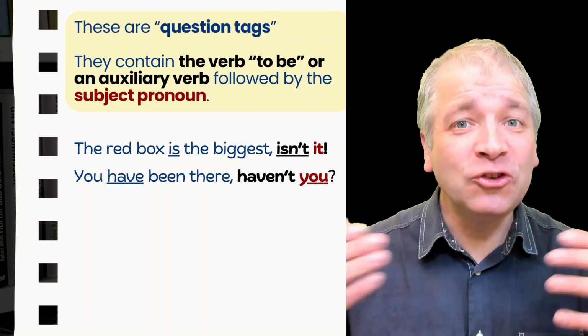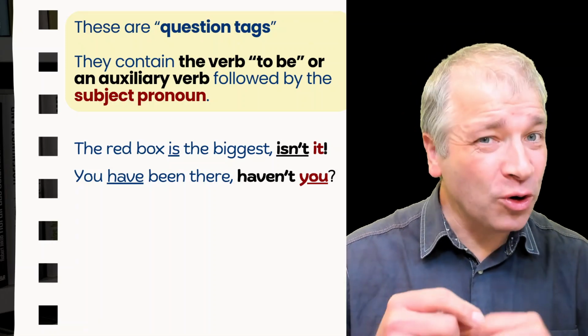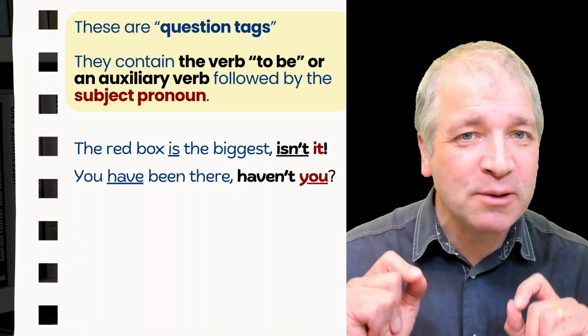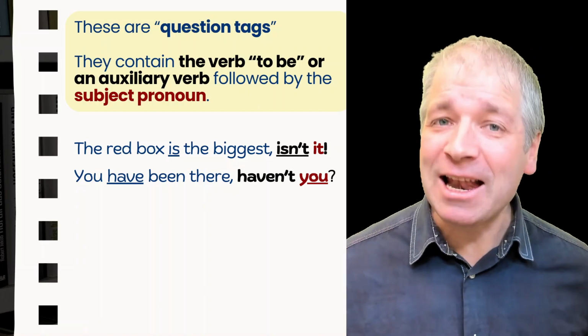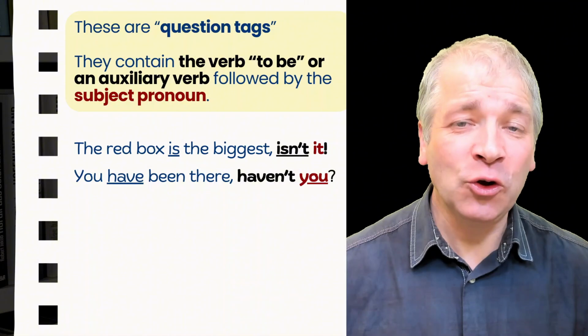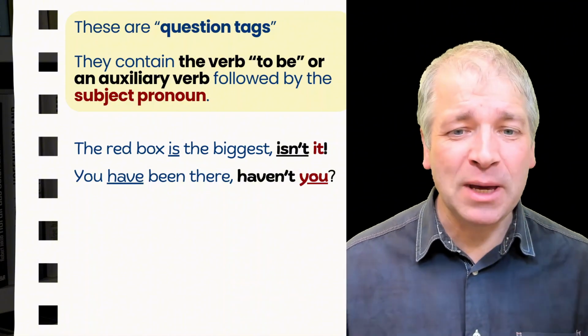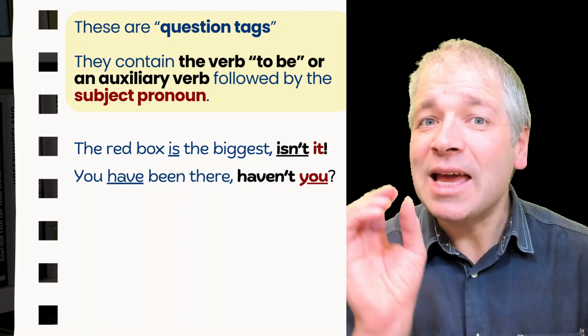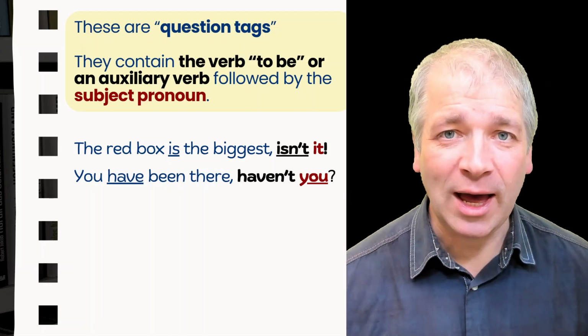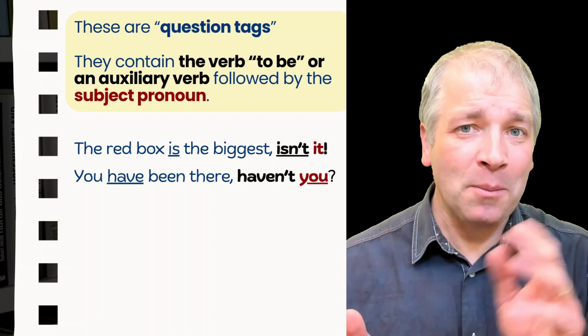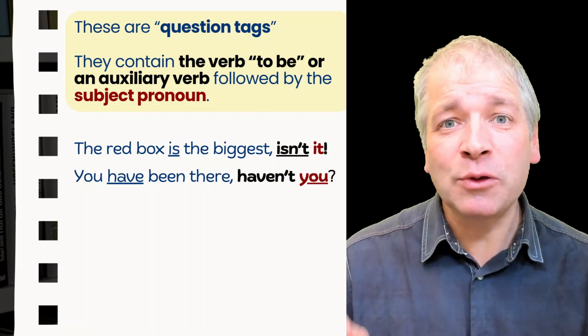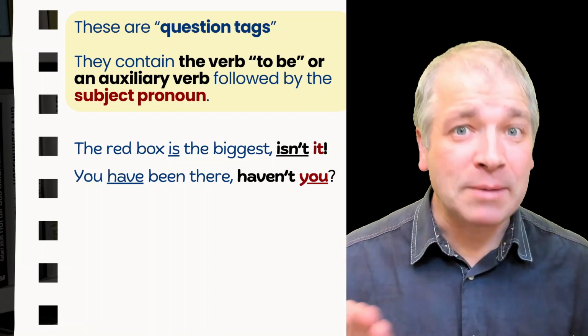Question tags contain the verb to be or an auxiliary verb followed by the subject pronoun at the end of a statement. In the two question tags on the screen here, we have the red box is biggest, isn't it? Isn't it is the question tag. Isn't comes from is, and it is the subject pronoun for the red box.